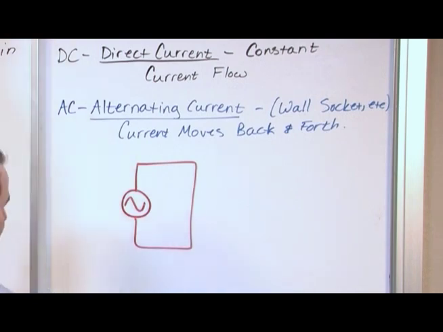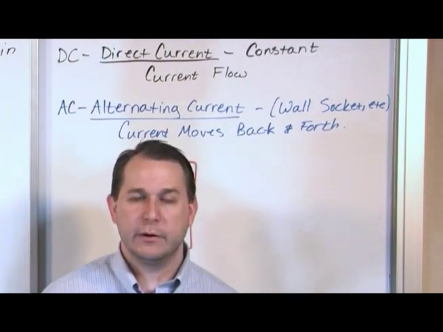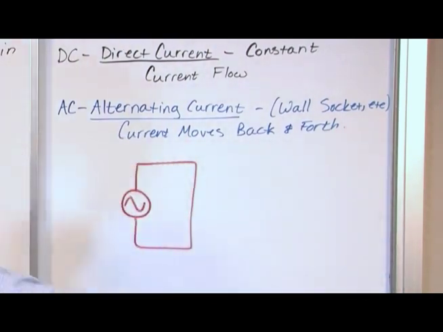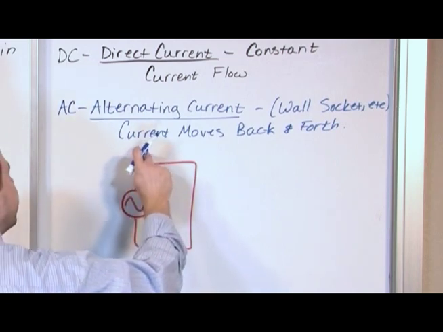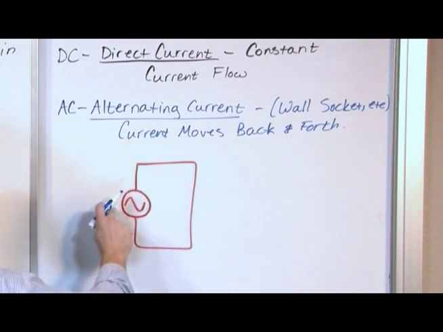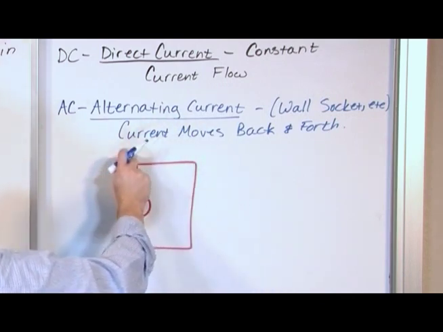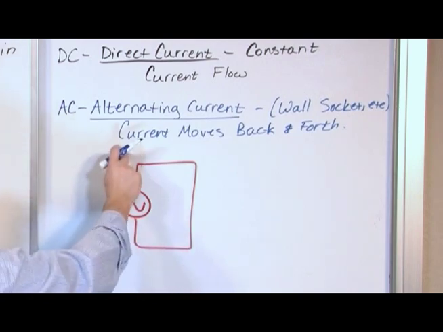What this means, and this is a great model for what's happening in your wall socket when you plug something into the wall, is that at first the current comes out this direction and flows this way, and then it starts to slow down, and then it goes back the other way, like this. And then it goes back the other way again. It literally alternates the direction of the current.